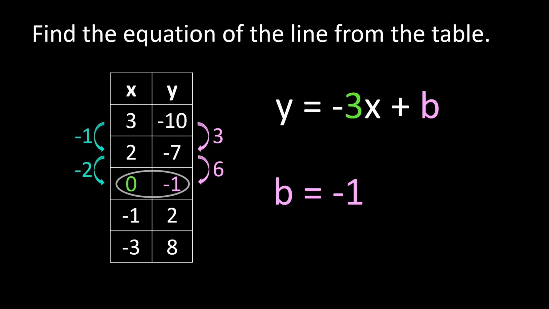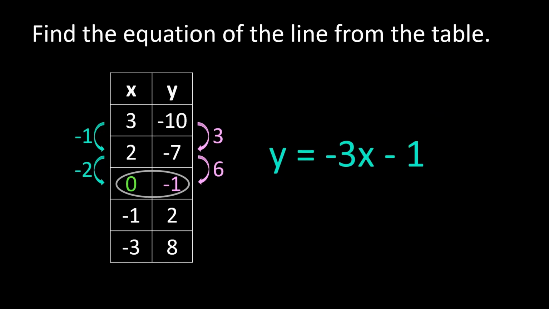So b is -1, and I'm going to substitute that -1 for b in my slope-intercept form. And instead of showing it as -1 with parentheses around it, I'm going to have y equals -3x minus 1. So the equation for the line represented by this table is y equals -3x minus 1.